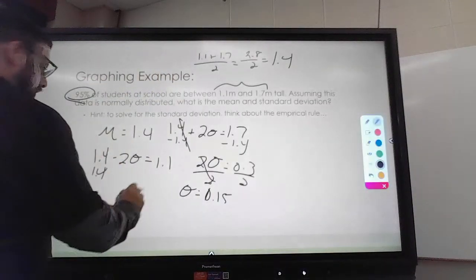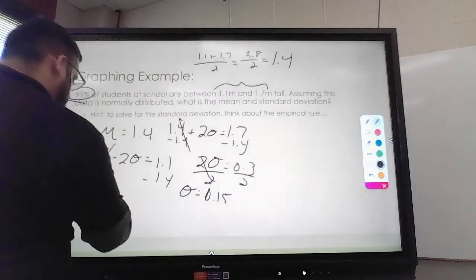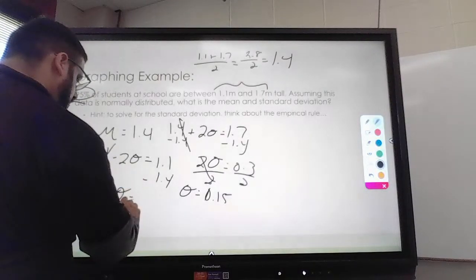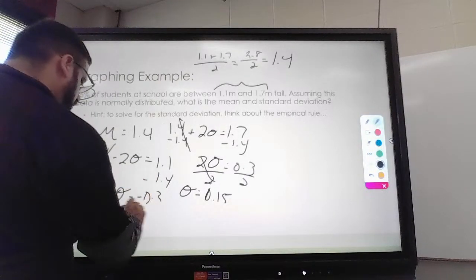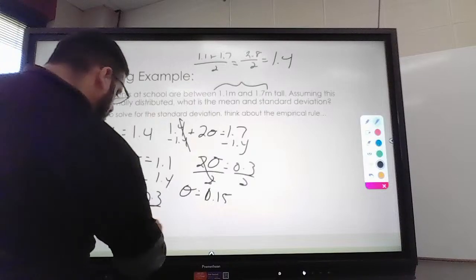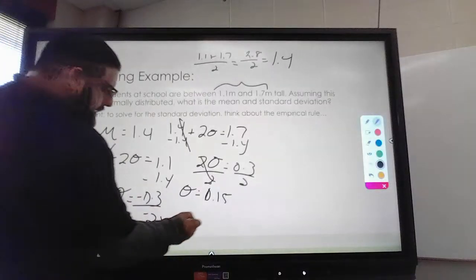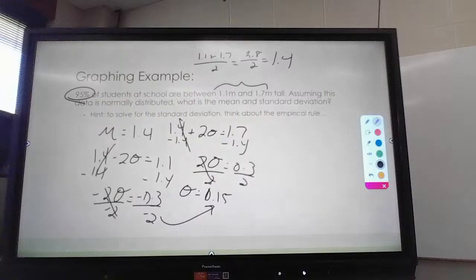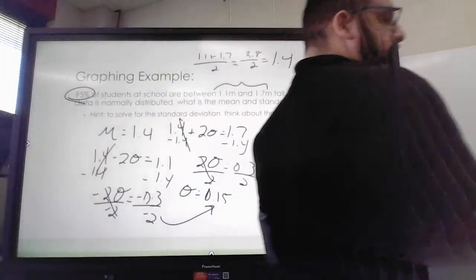Subtract 1.4 on both sides. -2 standard devs equals -0.3. Divide by -2. Negative times negative is a positive. I end up with the same value. So 0.15 is my standard deviation here. Okay.